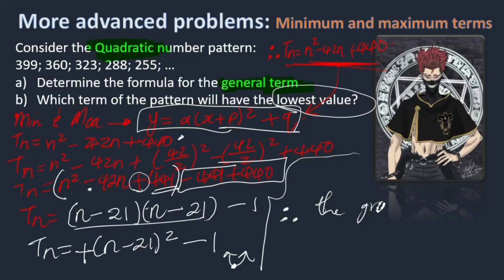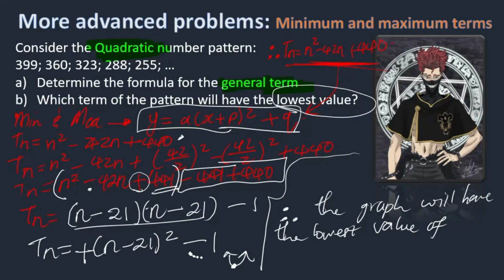the graph will have the lowest value of this one, -1, when n is the opposite of this number here, +21. There we go. See how nice was that? Super nice. This was very nice. I actually never thought we would enjoy this question.